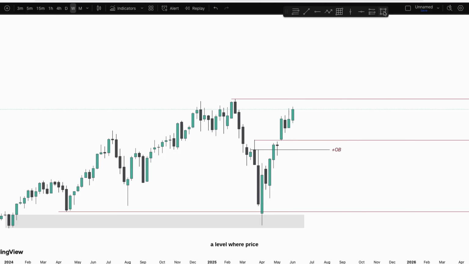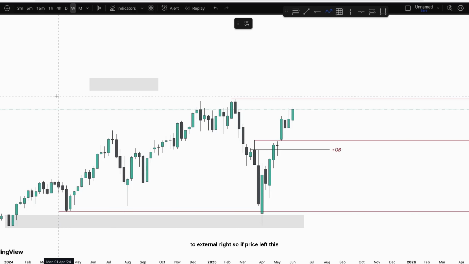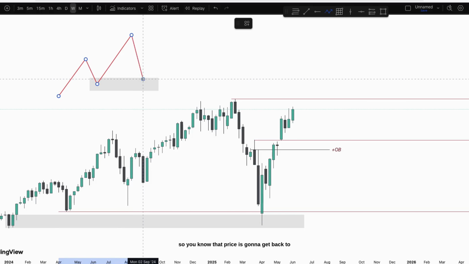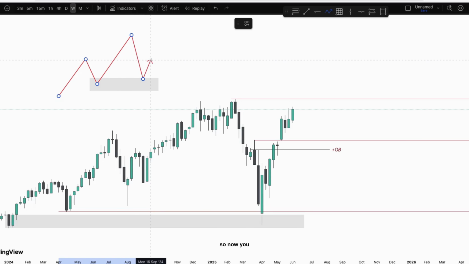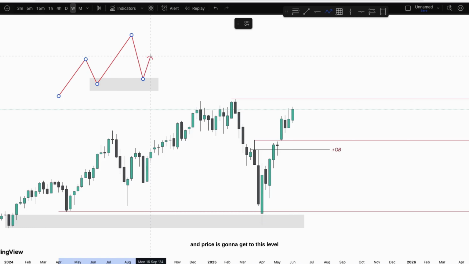So if you have a level where price reacts to, because remember, one thing that I always tell you is that price moves from internal to external, right? So if price left this and came back to it at a certain time, you know that price is going to get back to this up here, right? So now you want to see that first, what did price react to? It reacted to this level, and price is going to get to this level, right? That is what you think, that price is likely going to go to that level.